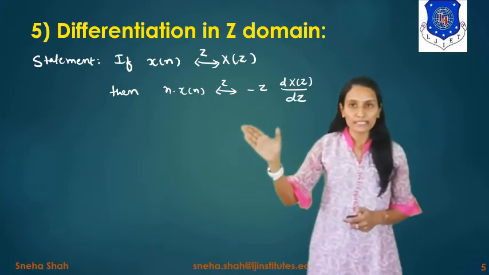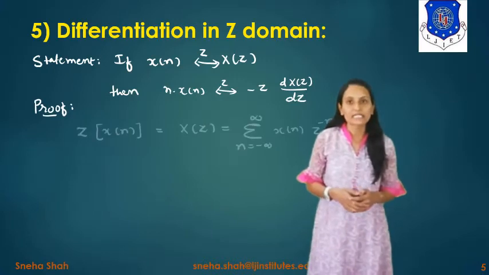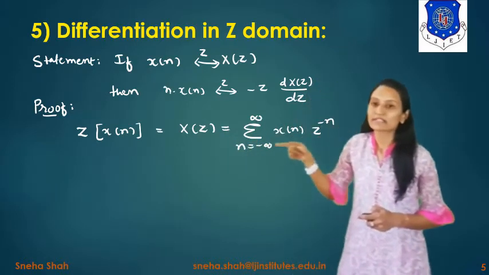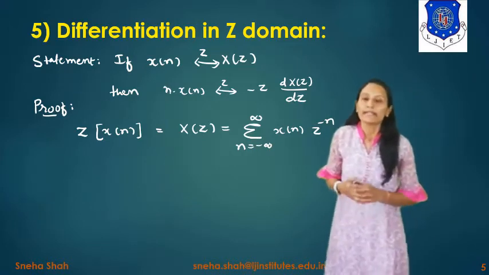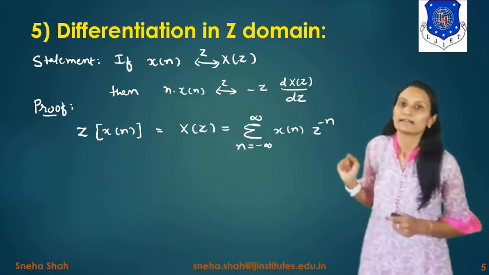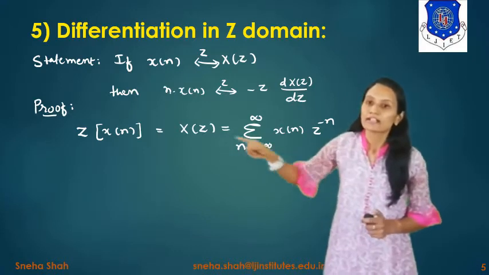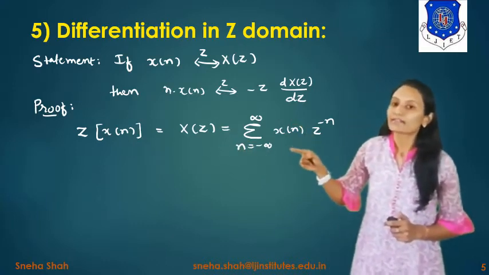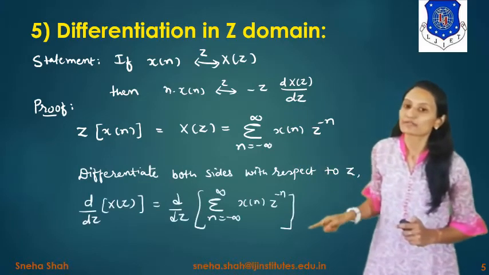Now if you want to prove this property, for that we will start with the equation of the bilateral z transform, which is the z transform of x of n equals x of z equals summation n equals minus infinity to infinity x of n z raised to minus n. Right. Now we have to differentiate x of z with respect to z, means we have to find d by dz. Right. So for that, in this equation, I will take the differentiation on both sides. So this term will convert in the form of d by dz x of z, and this term will convert as d by dz summation n equals minus infinity to infinity x of n z raised to minus n.